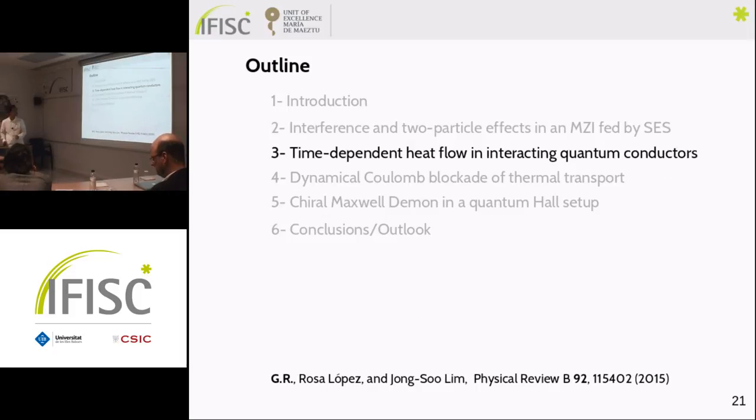Now we move to the second work, which is time-dependent heat flow in interacting quantum conductors.